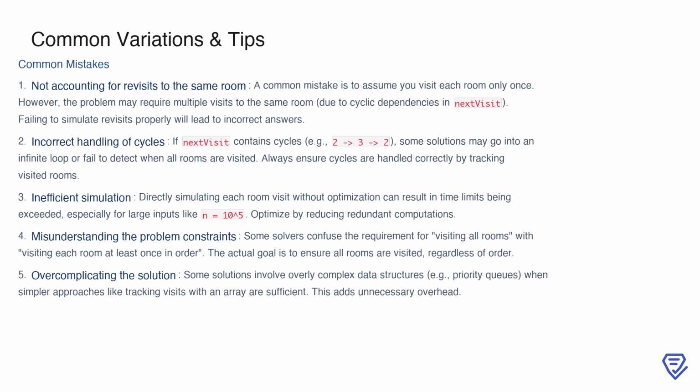Misinterpreting the problem constraints is another issue. Some solvers think they need to visit each room in a specific order, but the actual requirement is simply to ensure all rooms are visited at least once, regardless of order. Finally, overcomplicating the solution by using unnecessary data structures like priority queues can lead to inefficiencies. A simpler approach, such as using an array to track visits, is often more effective and less error-prone.